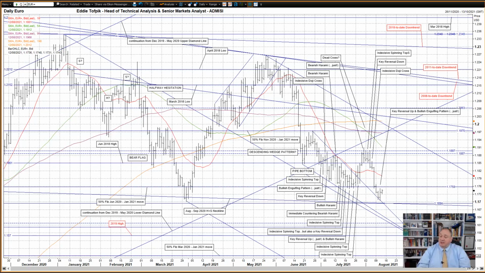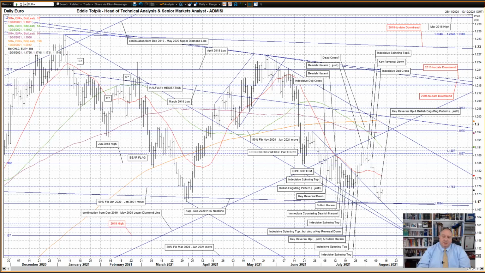I'll start with the euro against the dollar. A reactionary key reversal up and bullish engulfing pattern yesterday, if only just on the latter. This was a reaction to approaching too close to a number of key supports and is not necessarily a pullback upwards.